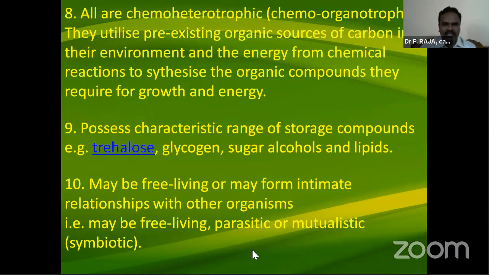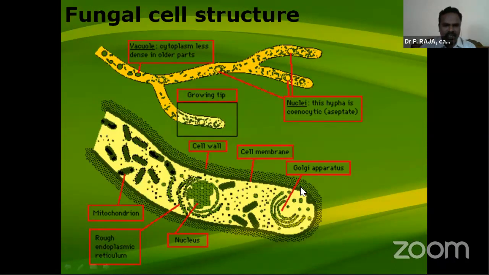And this is a typical fungal cell structure. The cell wall is made up of chitin, and you can see the mitochondria inside it, rough endoplasmic reticulum, the nucleus, Golgi apparatus, cell membrane, cell wall, and these are the growing tips of the hyphae. You can also see the vacuoles, and all the nuclei and Golgi apparatus.